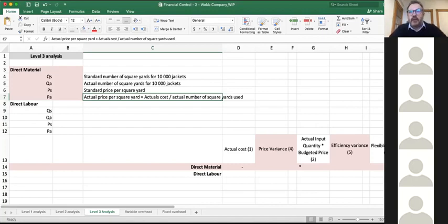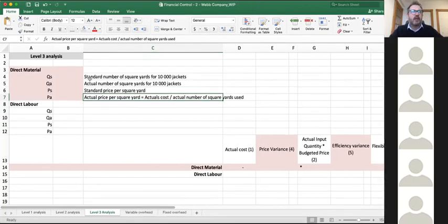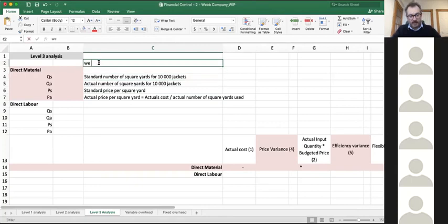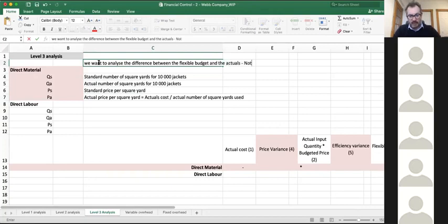So that's a very good question, Dong. Why is QS for 10,000 jackets instead of 12,000 jackets? Because we want to analyze the difference between the flexible budget and the actuals, not the difference between the static budget and the actuals.